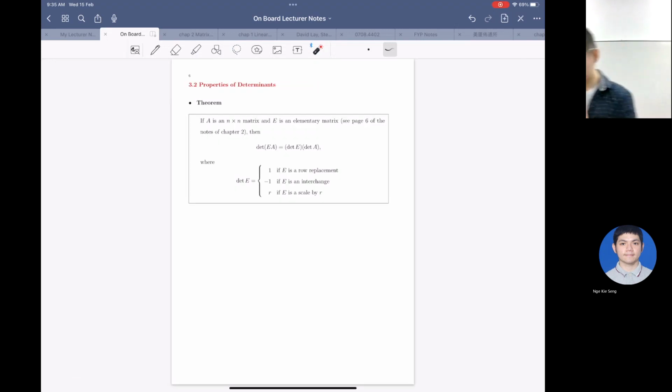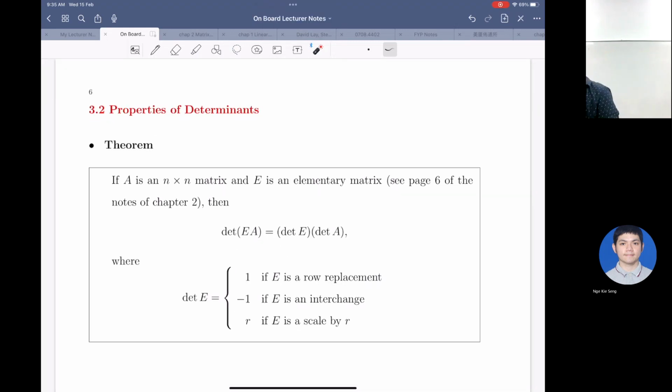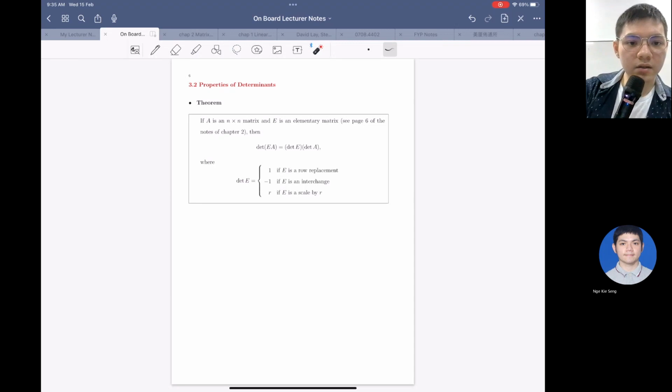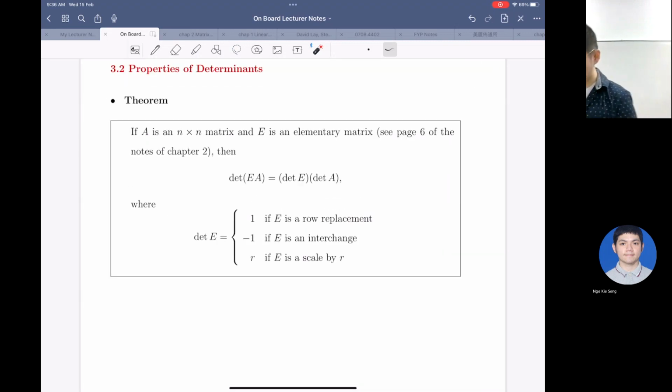Okay, next. Property of a determinant. We know we can multiply an elementary matrix to a matrix, right? Did we learn the determinant? Let's see. Actually, we haven't learned yet. Okay, never mind, we'll learn it after.